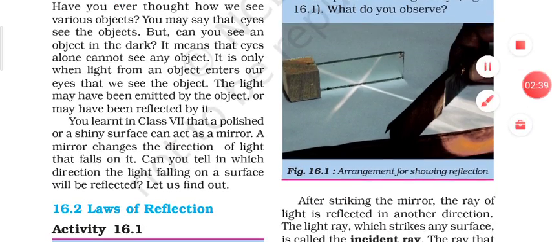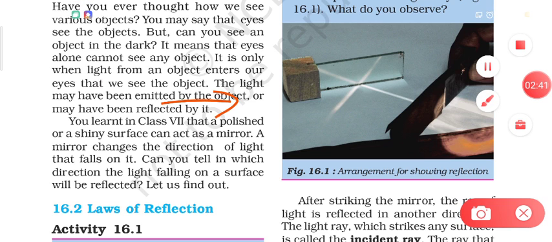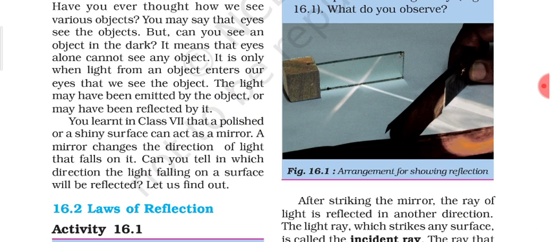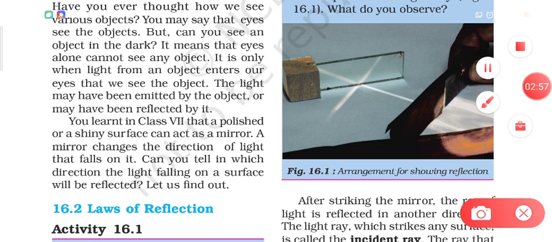So dear students, we will prepare a setup like this. We will take a table, put a white paper on it, and put a mirror like this. We will take a comb and close all the teeth of the comb, so that only one single gap remains open. Now we will switch on a torch in a dark room. We will be performing this activity in a dark room.